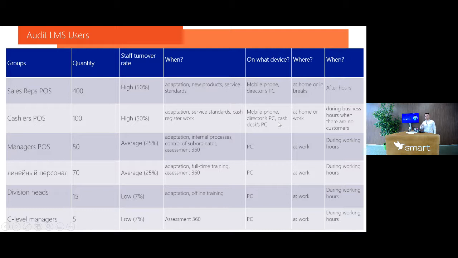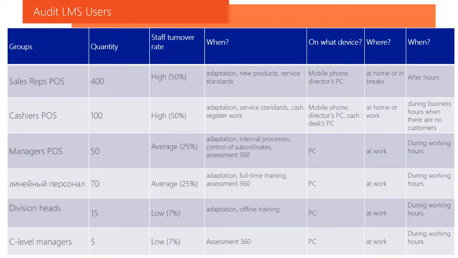So this is an example of an audit of LMS users, in my case the case of a retail chain. We have sales representatives, cashiers, managers, linear personnel, division heads, and C-level managers. We have a quantity of employees in each position, or it could be just a group, not just a position. We have a turnover rate, and we have when they will learn: adaptation processes, new product arrivals, service standards changes, and so on.